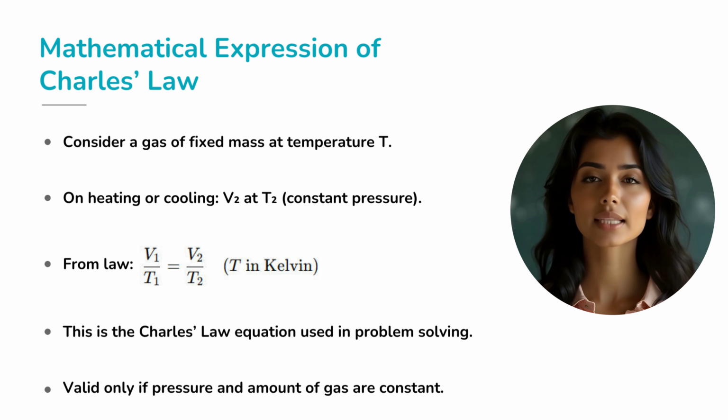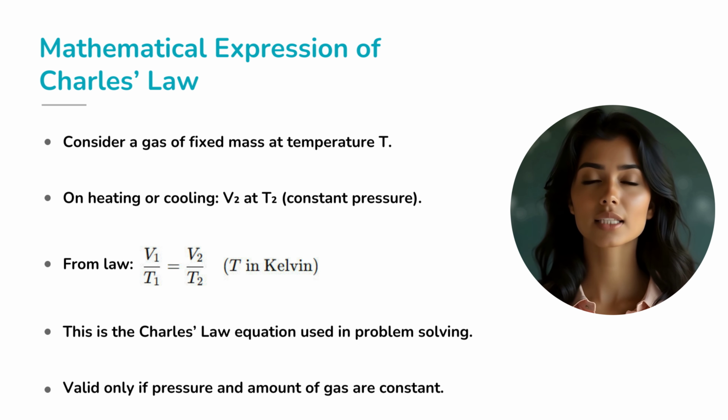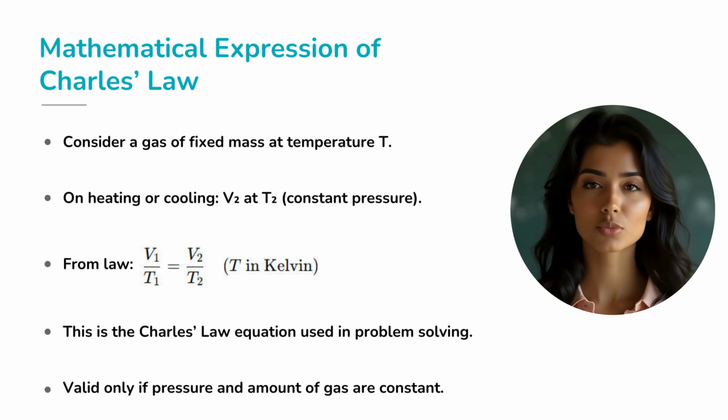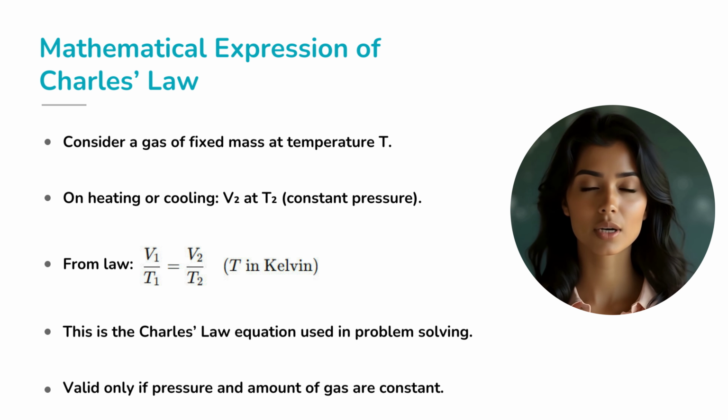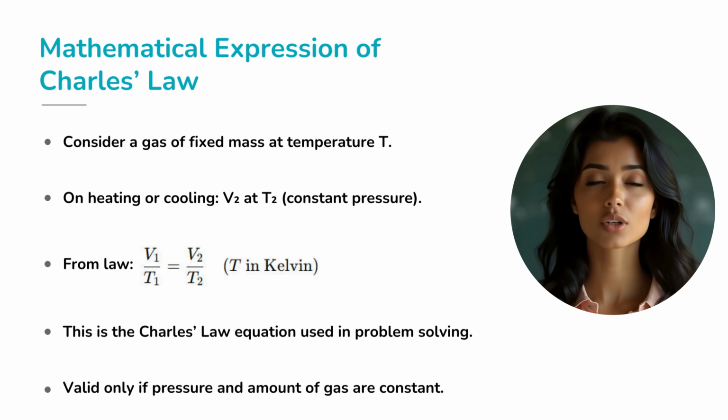Now let's write the mathematical form. Suppose a gas initially has volume V1 at temperature T1. On heating or cooling, its conditions change to volume V2 at temperature T2 with pressure constant. According to Charles's law, V1/T1 equals V2/T2. That's the Charles's law equation we use to solve numerical problems. Remember, the temperatures must always be in Kelvin, never in Celsius. Otherwise, the math will betray you. This linear relation between volume and absolute temperature is the backbone of so many real world gas calculations.